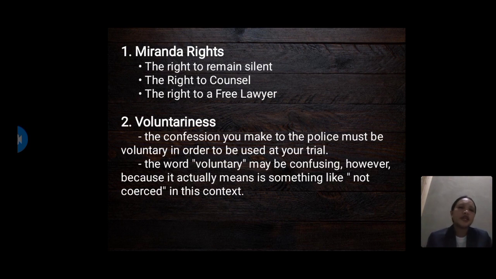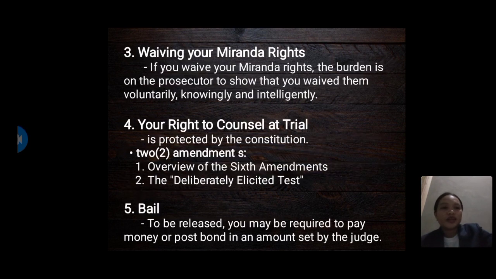Miranda rights: we have the right to remain silent, the right to counsel, and the right to a free lawyer. Voluntariness: a confession you make to the police must be voluntary in order to be used at your trial. The word voluntary may be confusing, however, because what it actually means is something like not coerced. This is the context: voluntariness of a prisoner or a detainee.